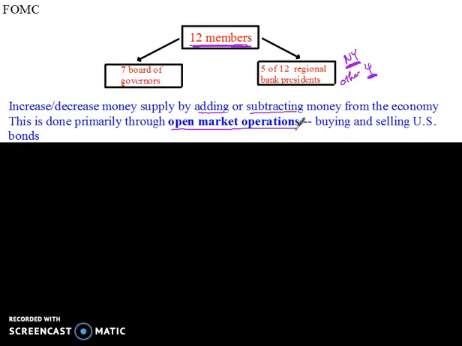We're going to talk on a future podcast exactly how this buying and selling of the bonds works. Before we do that, we have to talk about exactly what a bond is, and we will do all that on some future podcasts.